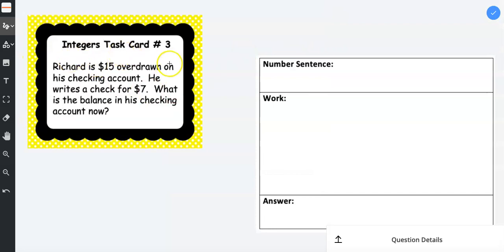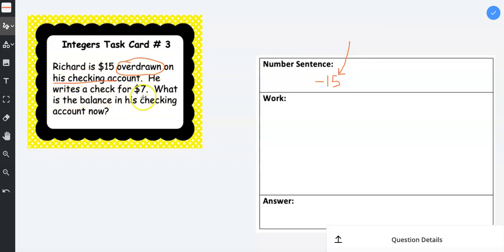Integer task card number 3. Richard is $15 overdrawn on his checking account. When you're overdrawn, what this means is that you pulled out more money than you had. So if he's $15 overdrawn, he spent $15 more than he had. So technically he's borrowing $15 from his bank. All right, so that's the first sentence.